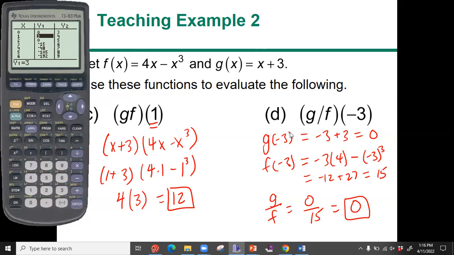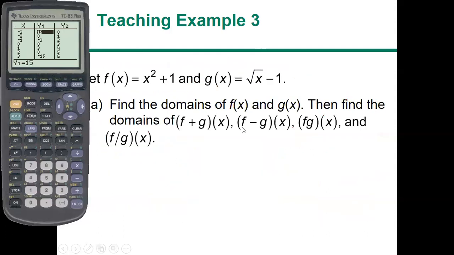Okay, same thing here. If I'm at -3, I'm going to go to -3, and I get 0, and I get 15. What's 0 divided by 15? 0. That's how you use the calculator. Okay, using it as a graph.